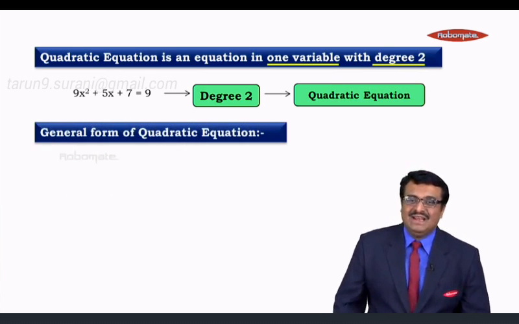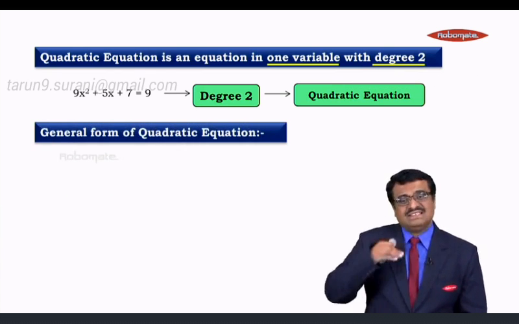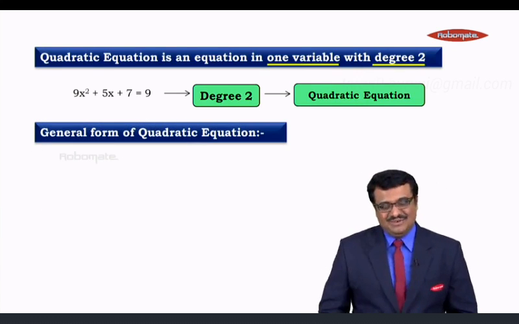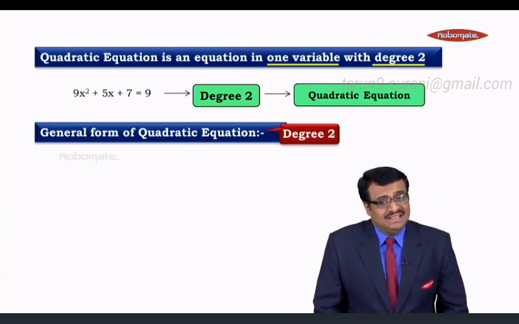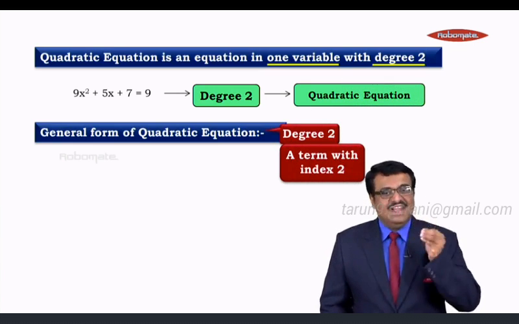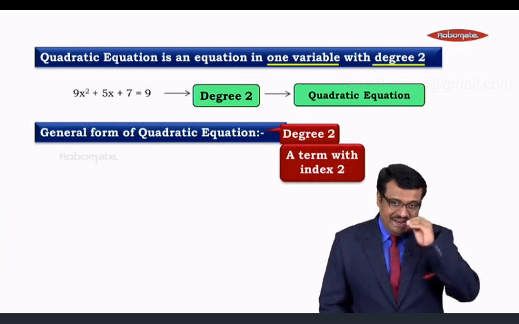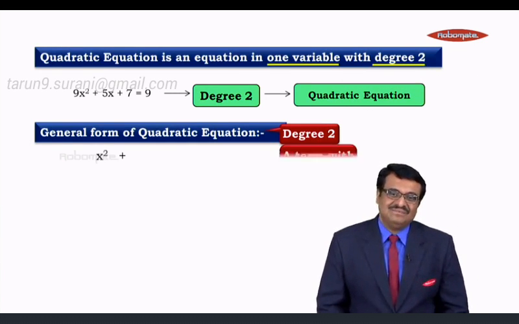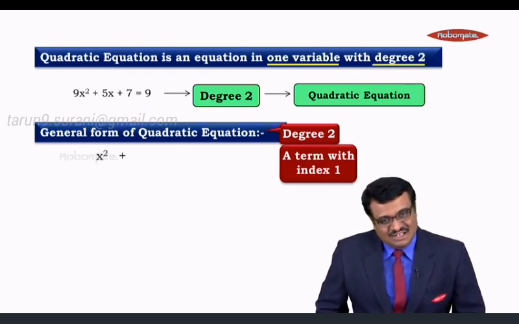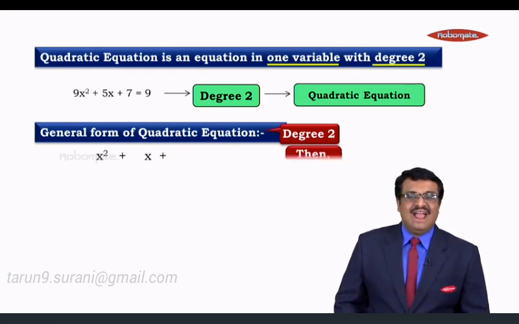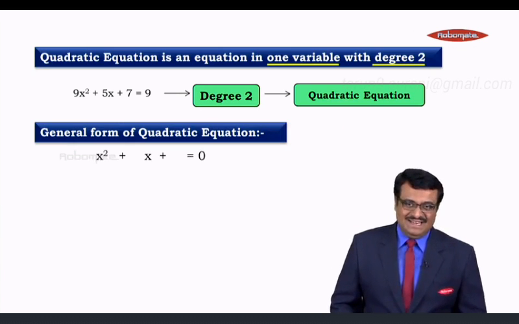Yes or no? Now coming to the standard form or general form of a quadratic equation. What is the general form? The degree must be 2. So a variable term with index 2 must be there, which means an x square term will be there. Then a variable term with index 1, an x term, will be there, and is equal to 0 on the right side.